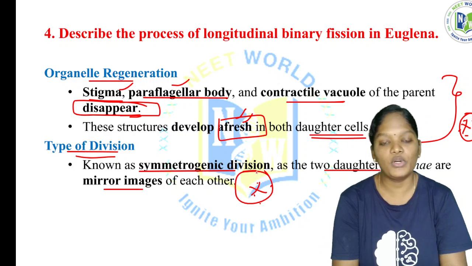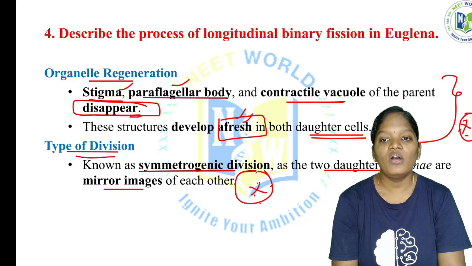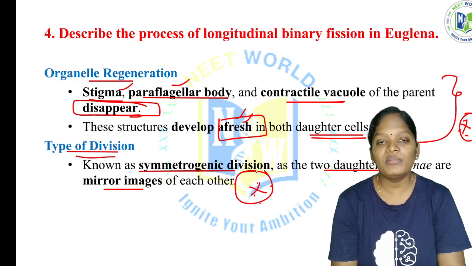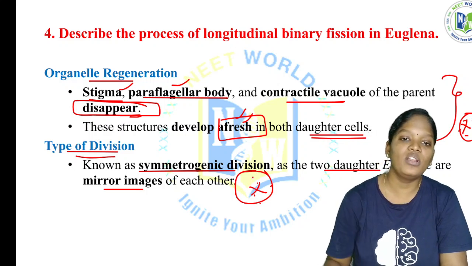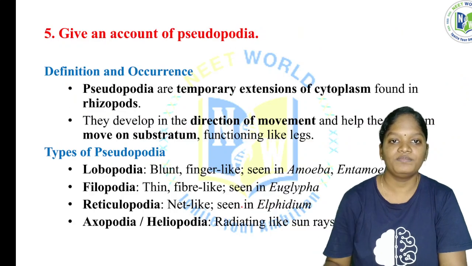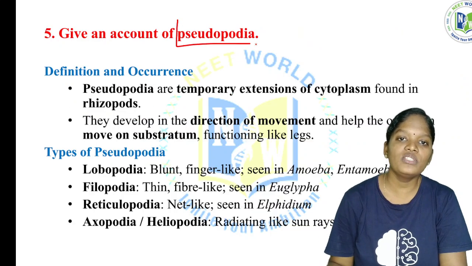The term is very important because symmetrogenic division is nothing but the division in which the two daughter nuclei are mirror images, which means exactly the same. That is called a symmetrogenic division. Next, give an account of the pseudopodia.